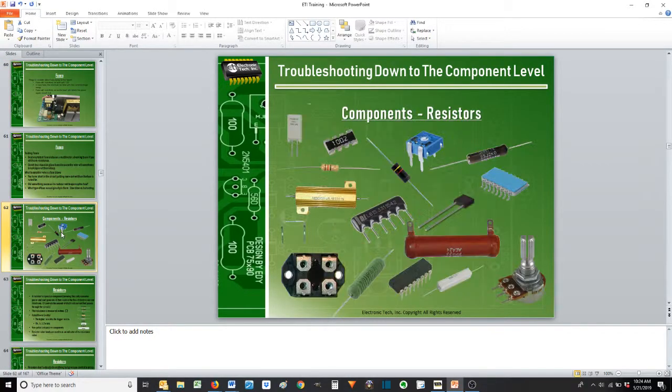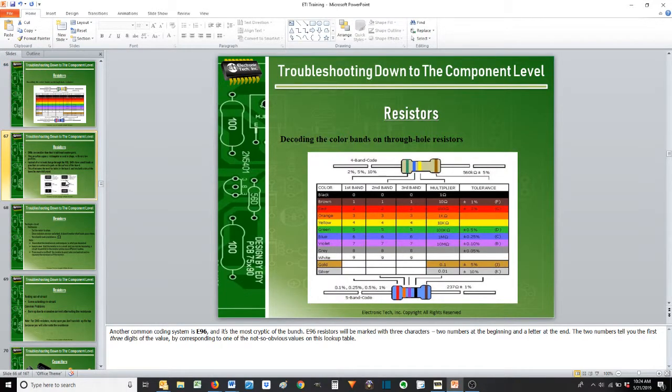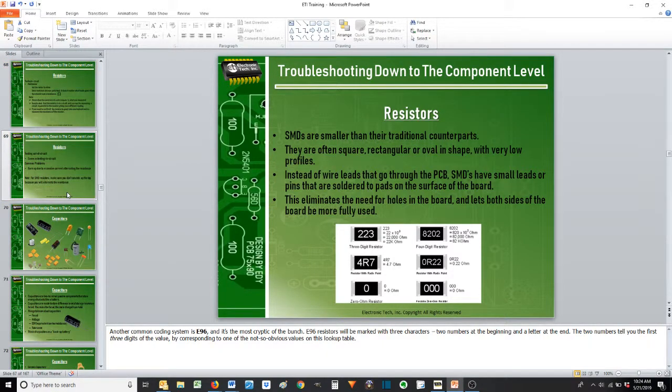But as you can see, as we go through resistors, we talk about all the different packages, even color codes. I try to make it as simple as possible for them to see. And not only will they see this, but we'll have boards on hand for them to look at and see it with their own eyes as a real component.